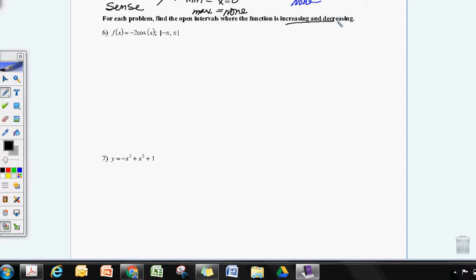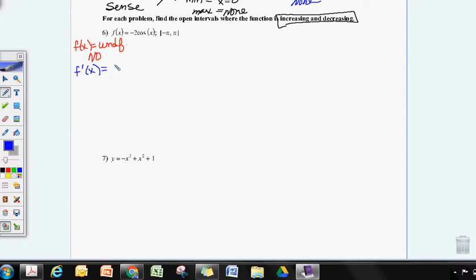Now I'm trying to find increasing, decreasing. Exact same thing that I just did before, but my answer is going to be slightly different. So first thing I ask myself is, is the original function undefined? And if you can say no, which I can, we're going to go on to the next piece. And the next piece is I've got to find my derivative.